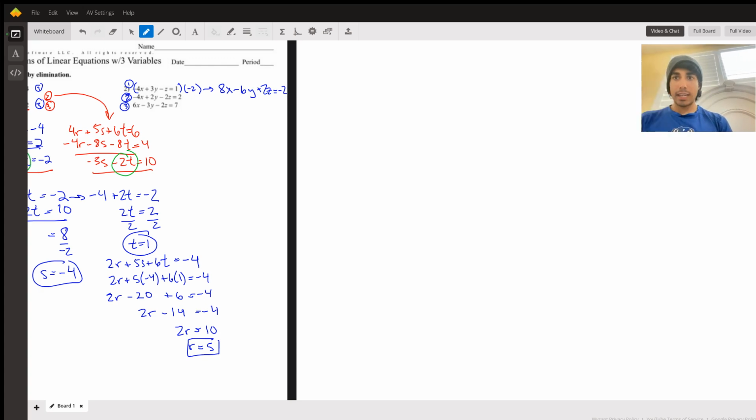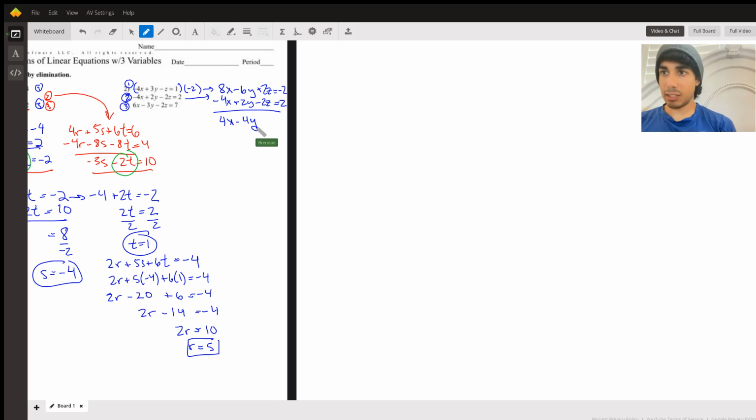All right, well, let's write. I'm going to copy equation number 2 down below. So I got negative 4x plus 2y minus 2z equals 2. And we can add those together, right? Because now we're going to eliminate z. It's exactly what we wanted to do. We're eliminating z here. So 8x minus 4x is 4x. Negative 6y plus 2y is negative 4y. Z's are going to cancel. Negative 2 plus 2, that is 0.